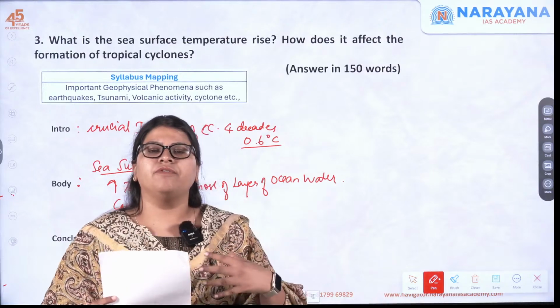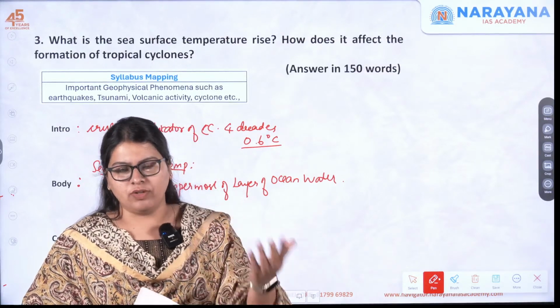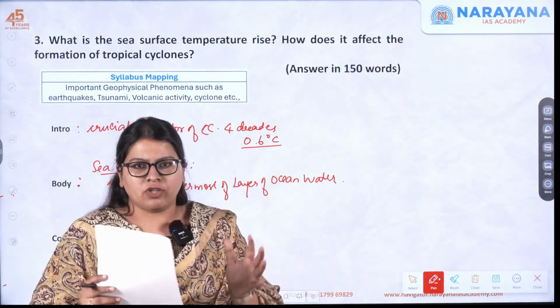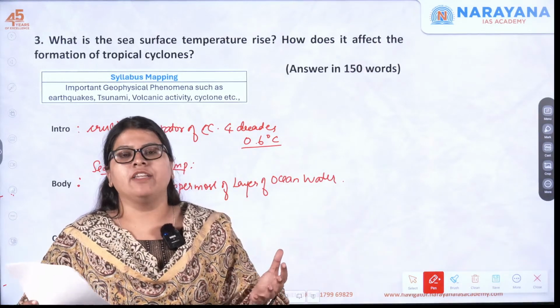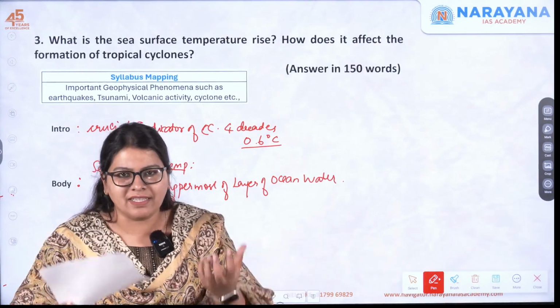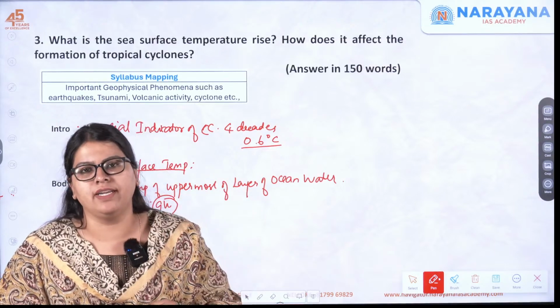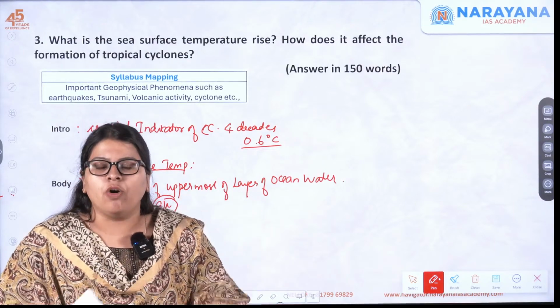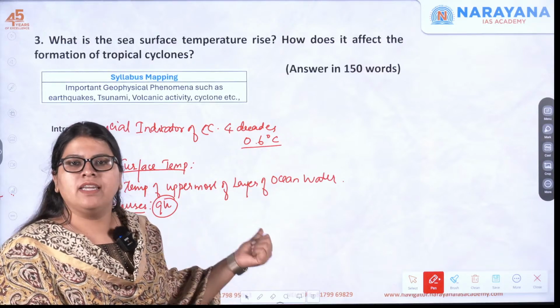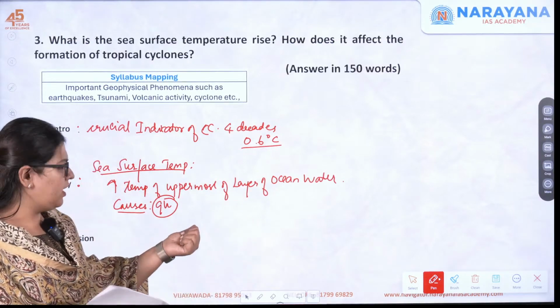When there is excessive release of greenhouse gases, the atmosphere traps them and increases the heat, and the oceans actually behave as sinks, or absorption media, of carbon dioxide and other greenhouse gases. That is why the ocean warms up, and hence the sea surface temperature increases.